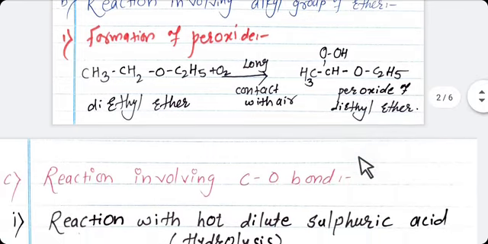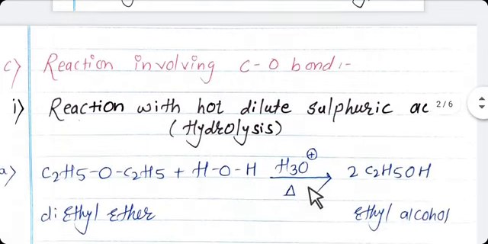The next point is reaction involving C-O bond. In this, the first reaction is with dilute sulfuric acid and the process is called hydrolysis. Hydrolysis means reaction with water. As you know, two types of hydrolysis are there. One is alkaline hydrolysis and another is acidic hydrolysis. So here ether undergoes acid hydrolysis.